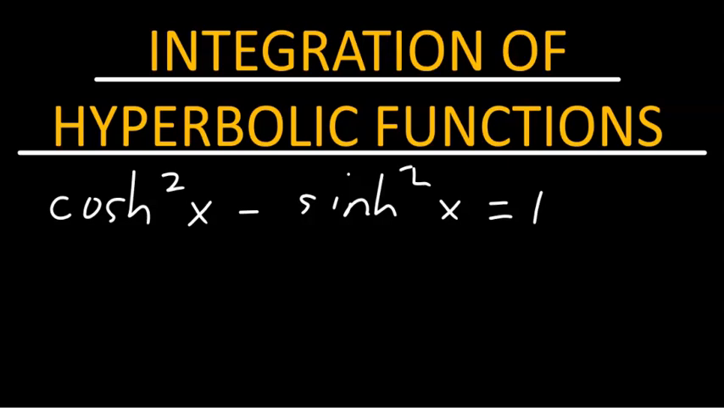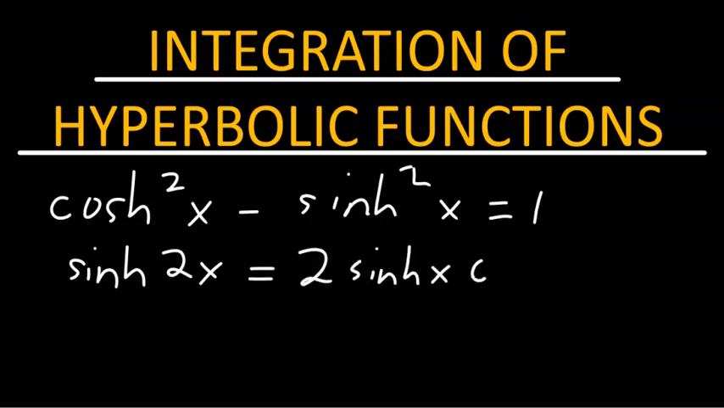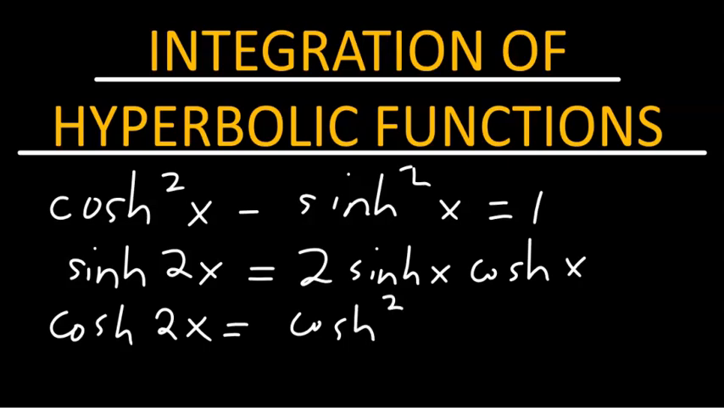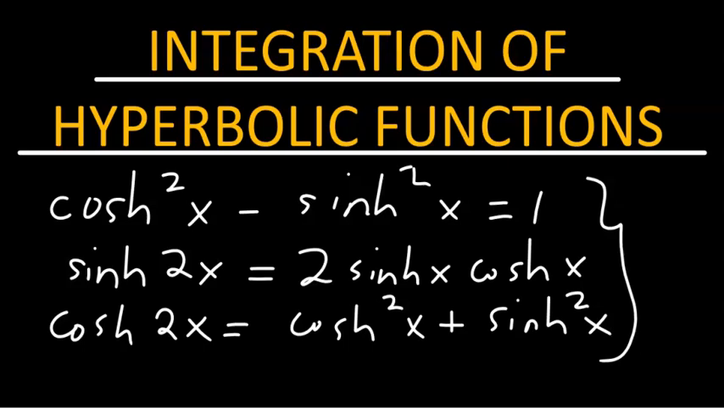Another identity that proves useful is hyperbolic sine of 2x can be expressed in terms of hyperbolic sine x and hyperbolic cosine of x as follows. Namely, it is 2 times hyperbolic sine of x times hyperbolic cosine of x. Likewise, hyperbolic cosine of 2x equals the square of hyperbolic cosine of x plus the square of hyperbolic sine of x. So these identities can prove useful in integrating hyperbolic functions.